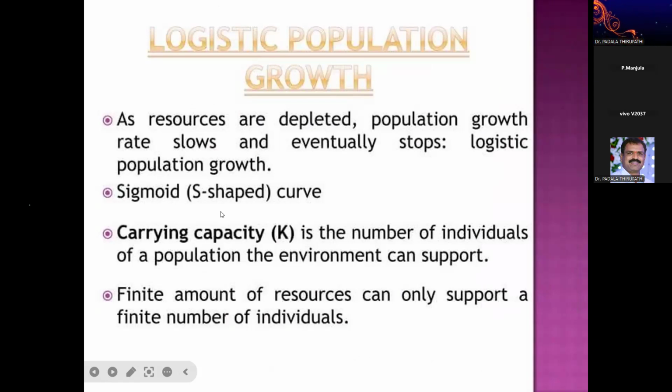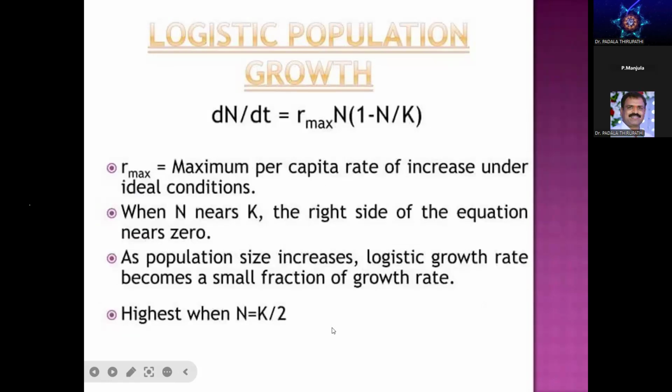It mainly depends on the carrying capacity, that is K. Carrying capacity is the number of individuals of a population that the environment can support. In a particular environment, how many individuals of a population can be supported is called the carrying capacity. A finite number of resources can only support a finite number of individual organisms.